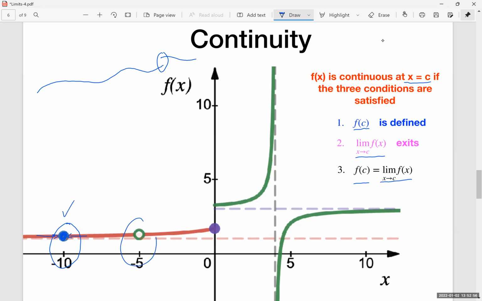How about when x equals -5? When x equals -5, we see that we have an open circle here, which means f of -5 is undefined. So if it's undefined, then it violates the very first condition. That means the function is not continuous at x equals -5. So the first condition is violated.